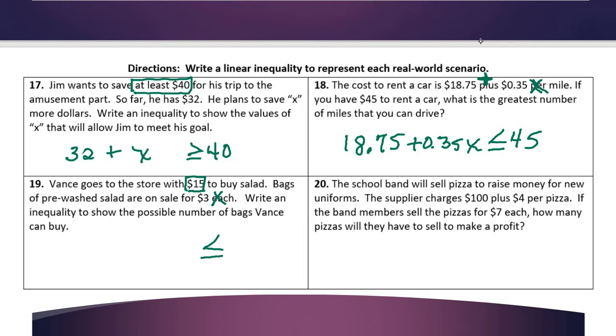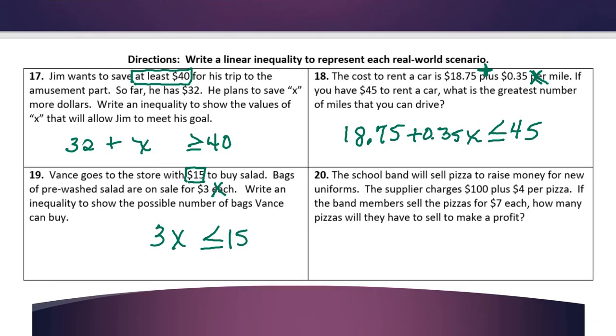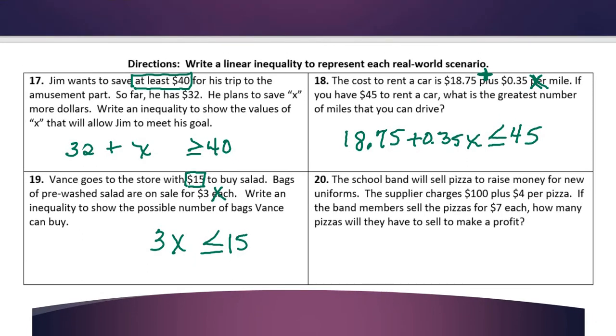So we're going to start at the back because this is what you know for sure. And then when I look at this, bags are $3 each, and there's my variable X, and that's all I have to do.